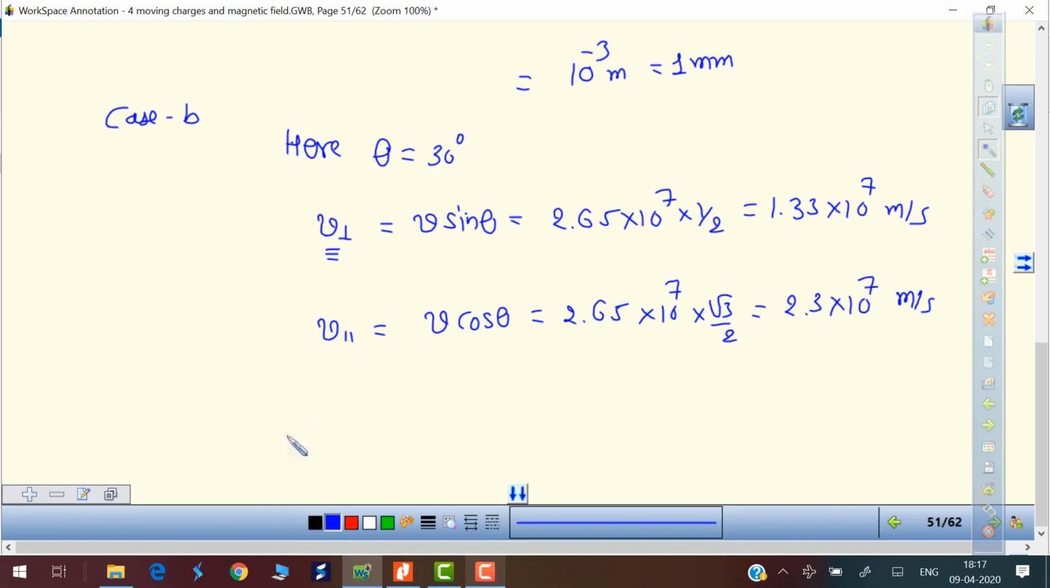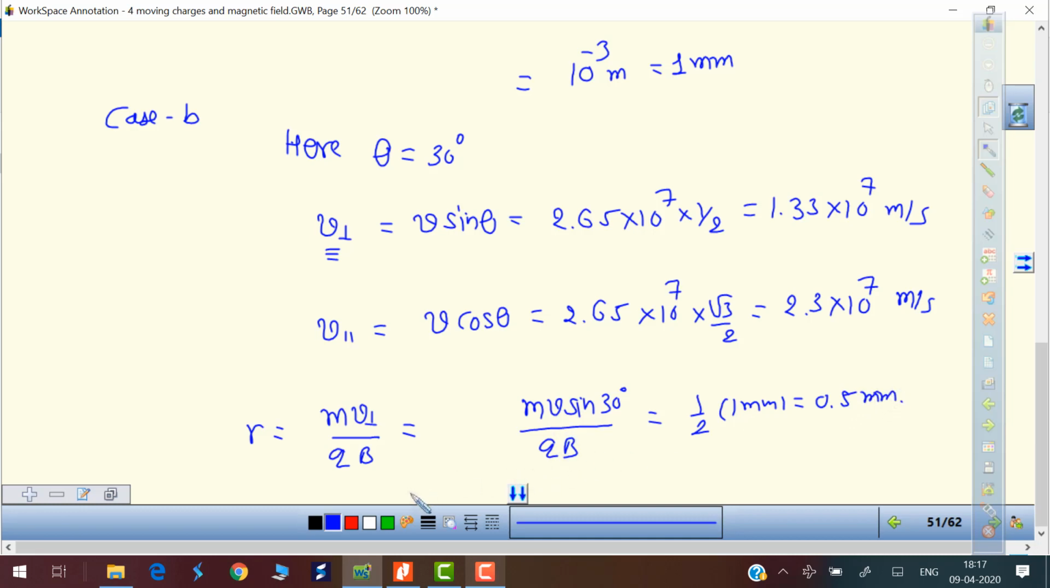So what is the radius now? Radius is equal to mv perpendicular upon qB. So we put all these values, and it will be half, so mv sin 30 upon QB. So it is half of the first one. How much was the first one? 1 mm. So it becomes 0.5 mm.